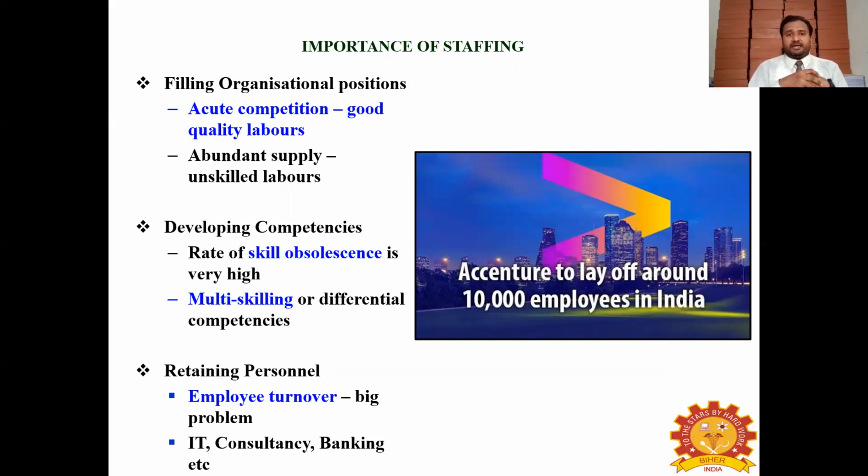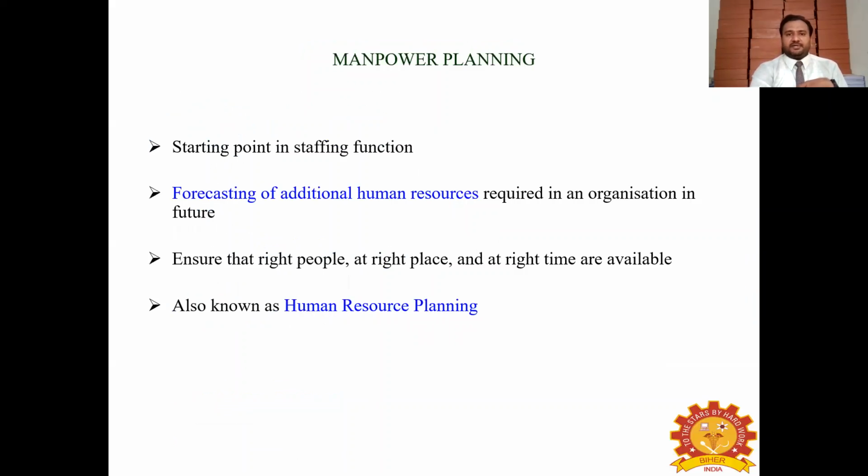Even recently, it is in the papers also, software companies like Accenture and Cognizant have fired 18,000 and 10,000 employees in India itself, respectively, from both these companies. So that is called the firing process, right?